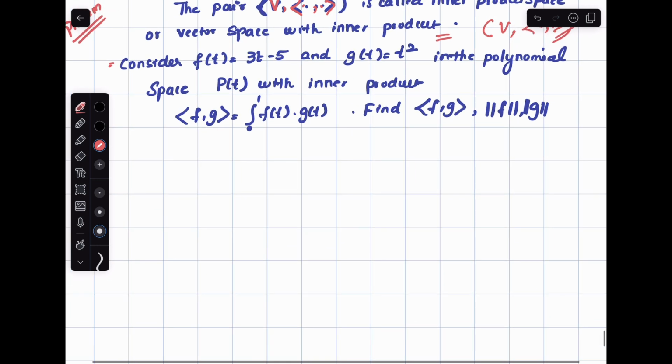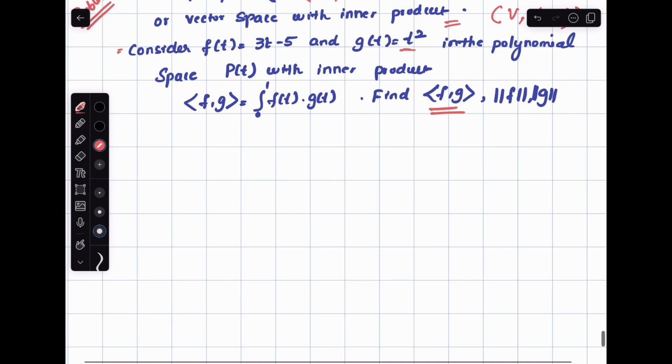Now let us see the example, the question they have asked. Consider f(t) and g(t) that they have given, and the polynomial space P(t) with the inner product. We have to find the inner product of f and g, ⟨f, g⟩, and the magnitude of f, or I can say the norm of f or norm of g, or magnitude of g. Everything is one and the same, so don't get confused with the terminologies.